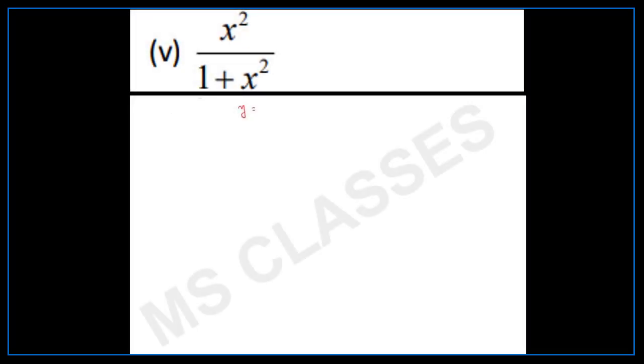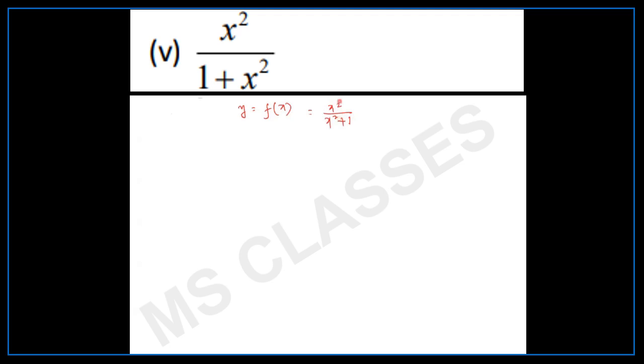y = f(x) = x² / (x² + 1). Now we observe here that x² should be greater than or equal to 0 for all x belongs to R. So x² + 1 will be definitely greater than 0, so this will never be equal to 0. And also from the form here, you can directly see that the domain will be R.